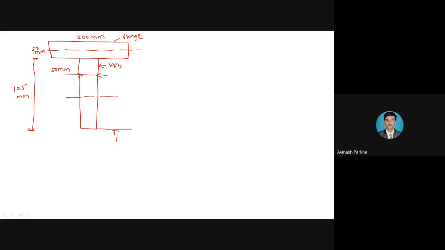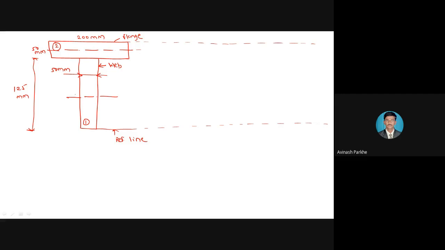This is called the reference line, because from this only we have to take the y1 and y2 distances. The vertical rectangle will be considered as section number 1, and the flange will be considered as section number 2. So these are the projections which are required to draw the stress distribution diagram. Okay, so this is the T section. The flange is given, web dimensions are given.